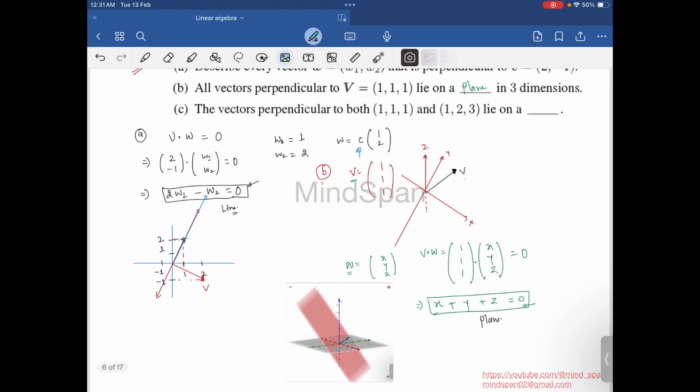Right, so this is vector v. This blue one is vector v, and this is a plane x plus y plus z equals 0. You see that any vector on this plane, in this direction or this direction, is going to be perpendicular to this blue one. So you can take any vector on this plane, this one.